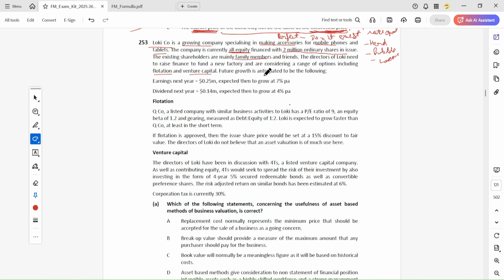Future growth is anticipated to be the following. Earnings next year are E1, and this is the dividend next year. After 1 year the earnings will grow at 7%, and the dividend after 1 year will grow at 4%. And we have the options here for raising the funds.